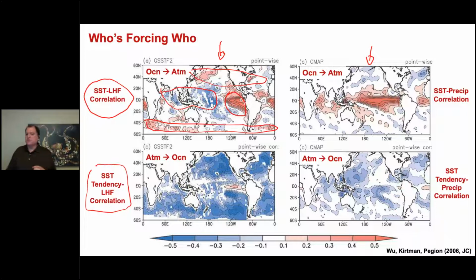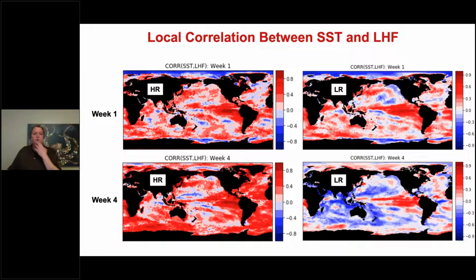We were just wondering if there's something about the coupling processes in the forecast that we could identify that are helping us explain these changes in variance as a function of lead time in the forecast. So this is doing that precisely. This is the local correlation between SST and latent heat flux. Again, everywhere you see the bright red colors suggests the ocean is forcing the atmosphere, and blue colors, atmosphere forcing ocean.